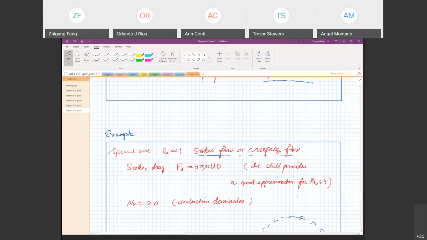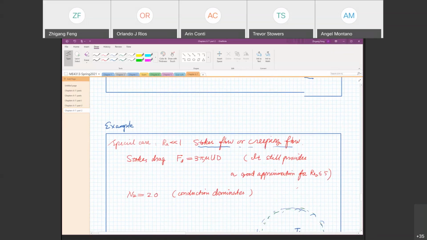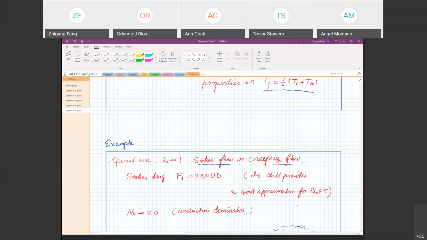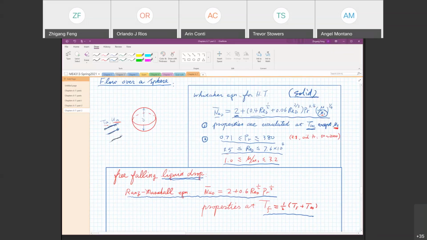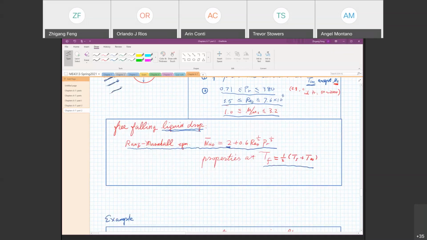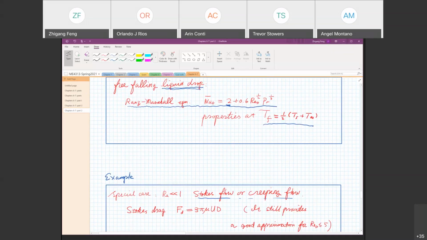I prepared two examples. The first example is to explain why these two correlations, if you pay attention to them, when the Reynolds number reduces to zero, when the flow velocity becomes very small and the Reynolds number can be neglected, the Nusselt number reduces to 2. And here the same thing: when the Reynolds number reduces to 0, then the Nusselt number becomes 2. So why does the Nusselt number equal 2 when the flow velocity is extremely small?